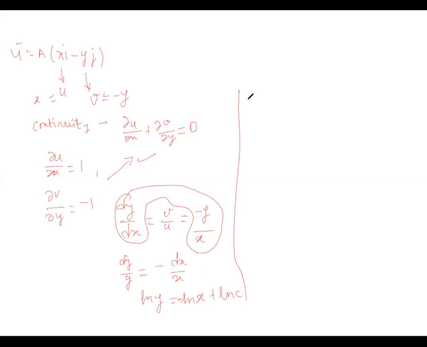Otherwise, there's ln x plus ln y equal to some constant. If you take the antilog, xy equals some constant, but the given condition is x equal to y. So this is a false statement. That is, x equal to y is false.